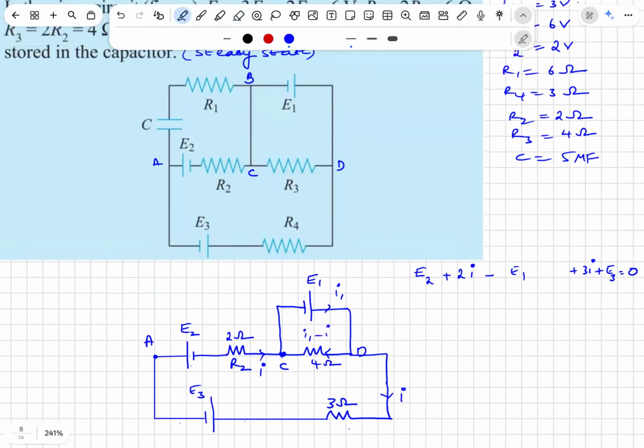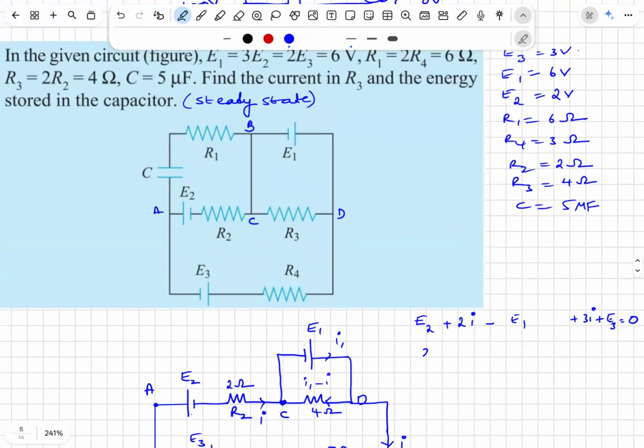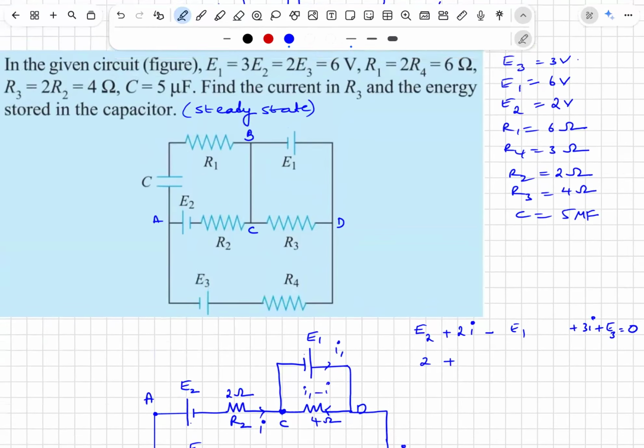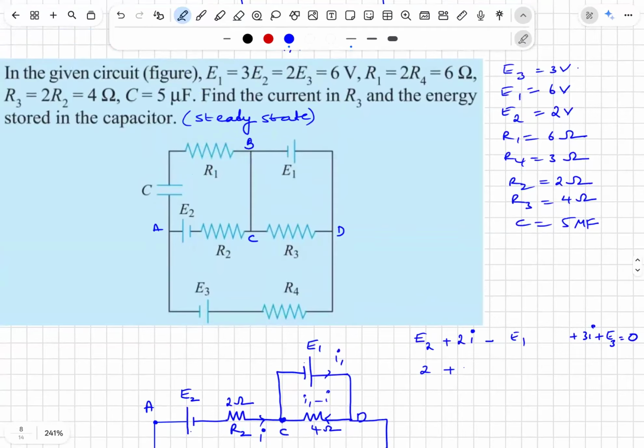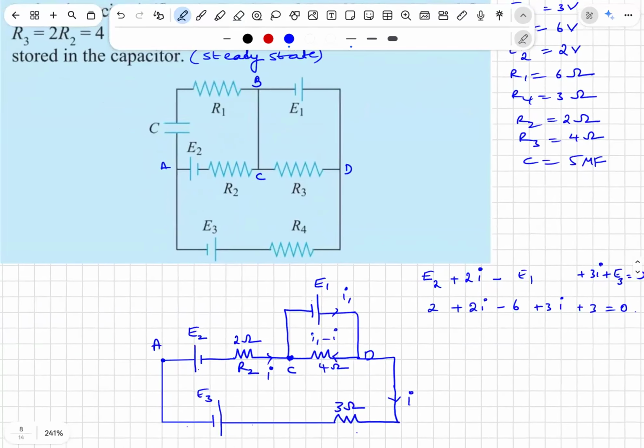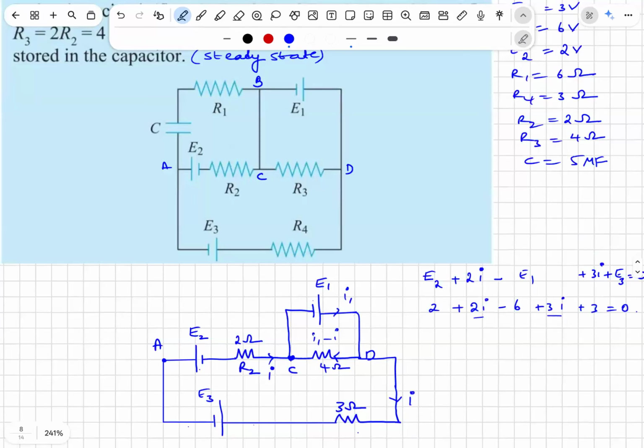Right, right. Now tell me the substitution correctly. 2 plus 2I minus 6 plus 3I plus 3 is equal to 0. 2I plus 3I, 5I minus 4 plus 3 minus 1 equal to 0. I is equal to 1/5.